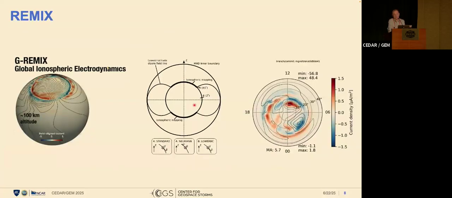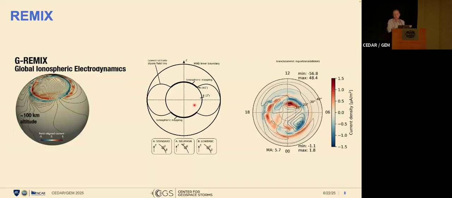So the other piece of the technology that comes into play here is the REMIX model, the global electrodynamics solver, and this is what's essentially taking, as is illustrated in that middle panel, the currents that are at the inner boundary and mapping them down along the field lines to the high latitude region, and then solving the current continuity equation to give you the cross-polar cap potential and the evolution of what those field line currents are going to look like as it's going forward there.